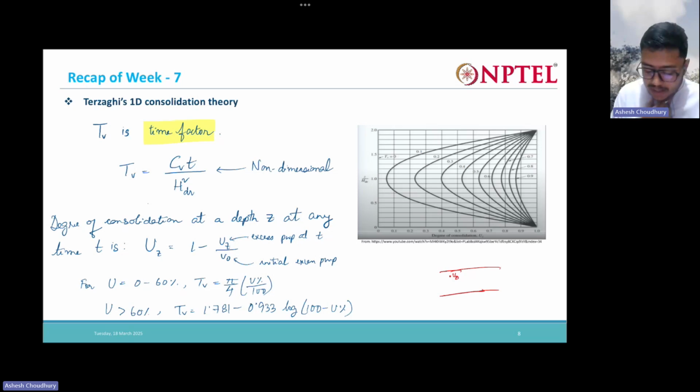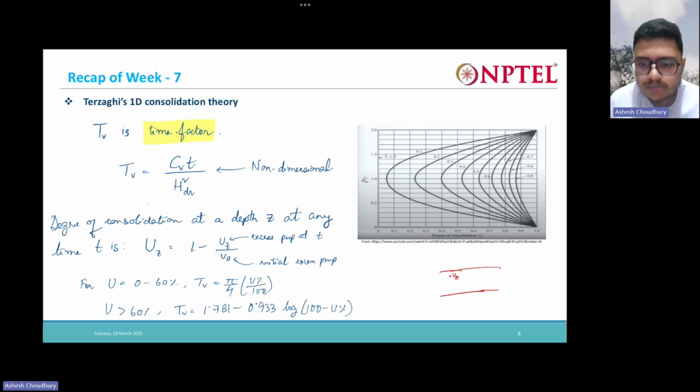Now we can see for degree of consolidation from 0 to 60%, the time factor and the degree of consolidation are related as Tv equal to pi by 4 into (U by 100) squared. And for degree of consolidation greater than 60%, Tv is 1.781 minus 0.933 log (100 minus U). You will solve some problems using this, and at that time it will become clearer how we can use this.